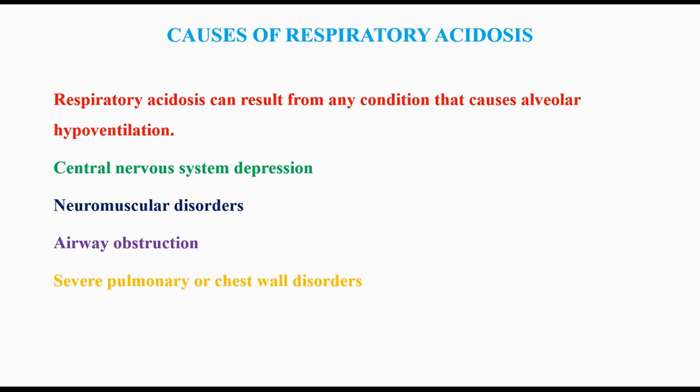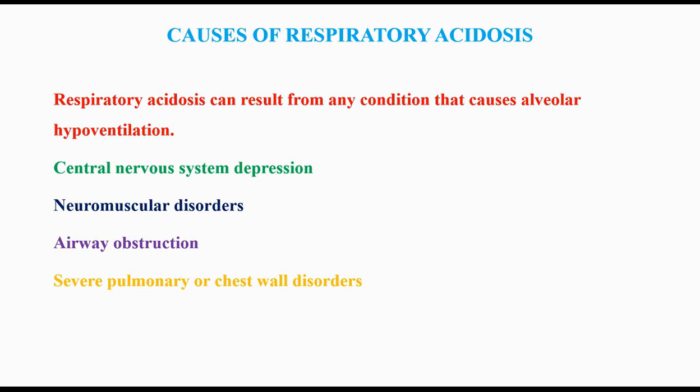Now we'll move on to causes of respiratory acidosis. Respiratory acidosis can occur due to any condition that produces significant alveolar hypoventilation. These causes can be understood under several major categories. The first category involves depression of the respiratory center in the brain. Normally, the respiratory centers in the brainstem regulate the rate and depth of breathing. If the centers are suppressed, the respiratory drive decreases. As a result, ventilation becomes inadequate and carbon dioxide is retained. Central nervous system depression may occur due to sedative drugs, opioid overdose, general anesthesia, severe brain injury, or certain neurological conditions.